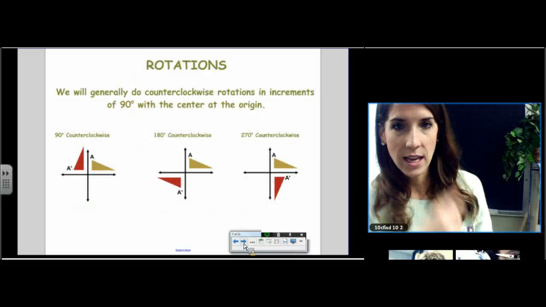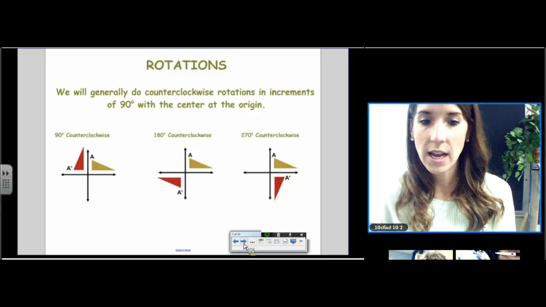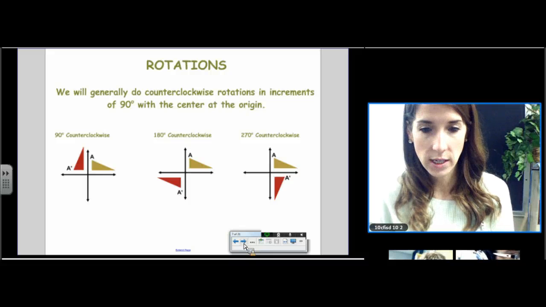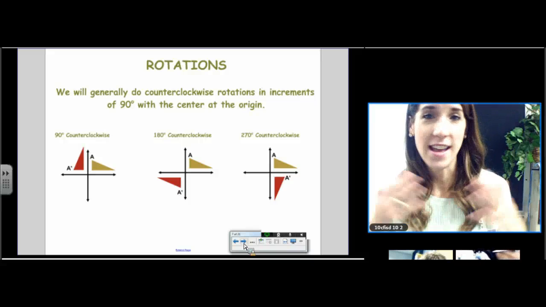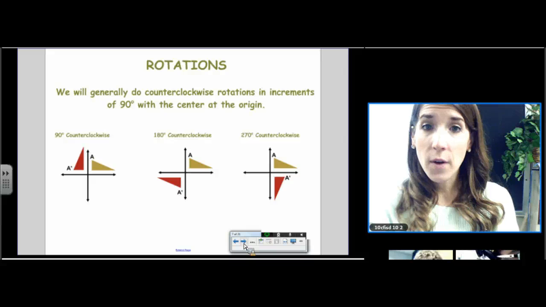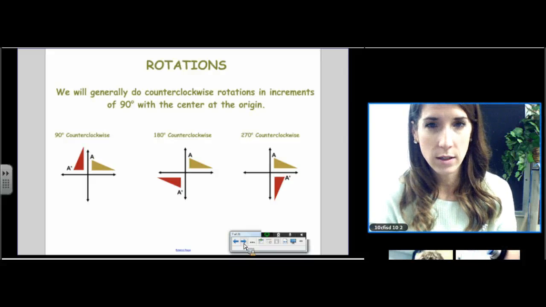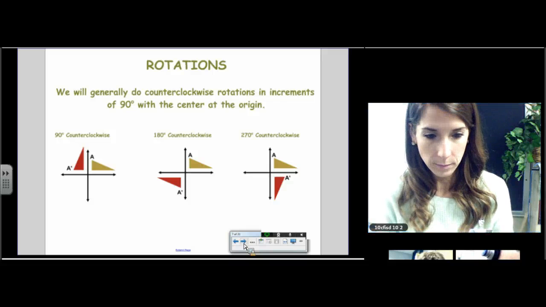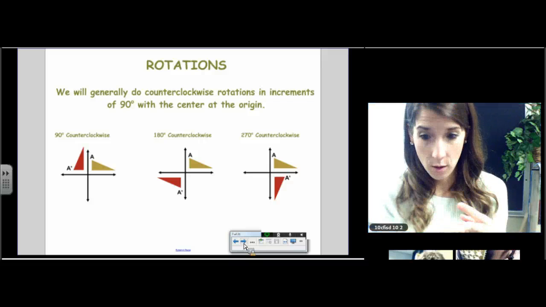So, you were asking about counterclockwise or clockwise. In this class, in this unit, we are going to normally study counterclockwise rotations in increments of 90 degrees with the center at the origin. Is that the only rotations that exist? Absolutely not. But those are the 3 that we're going to focus on. We will ask you about other ones, but we will give you the skills to figure out how to do the other ones. But the ones we're going to focus on is 90 degrees at a time and counterclockwise.